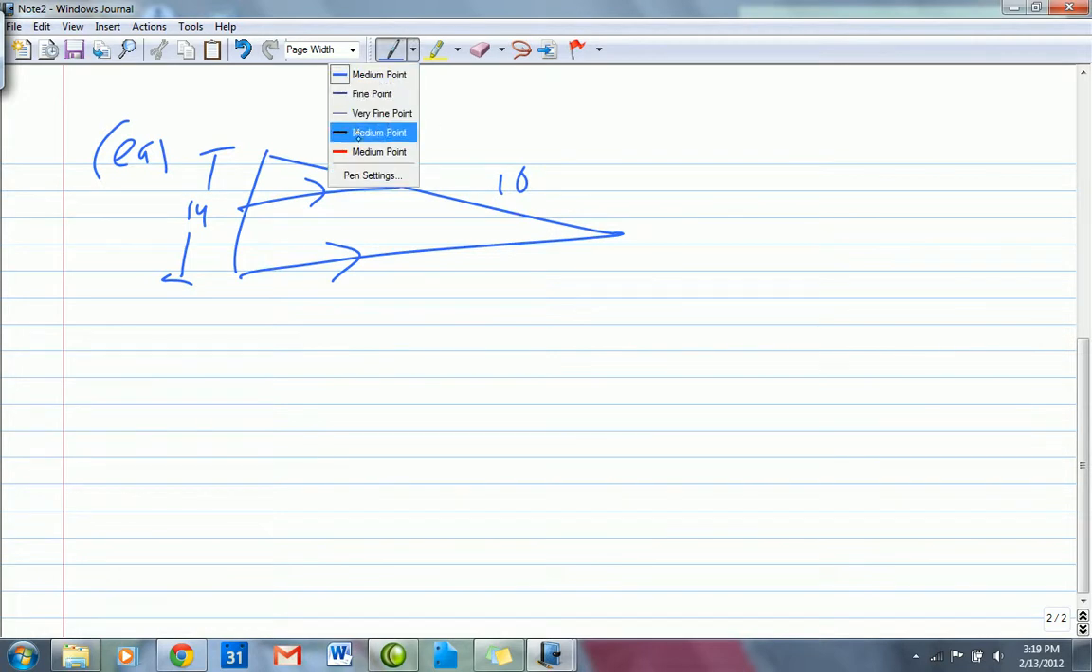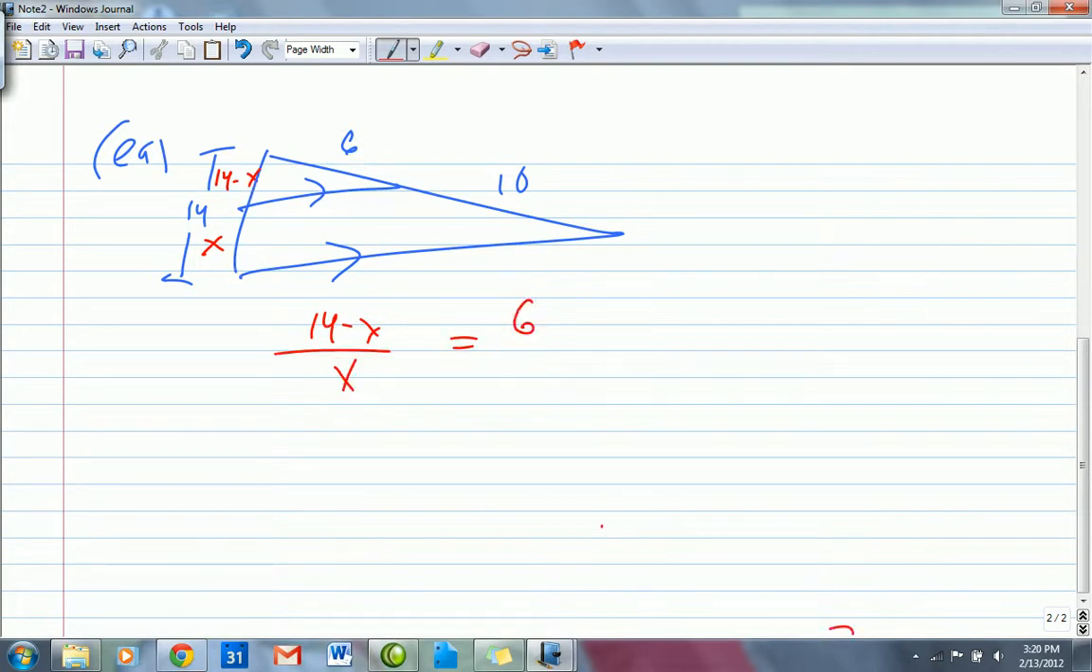So if I were to try to find x, I need a name for this top piece. If the whole is 14 and part of it's x, then the piece right here is what's left, 14 minus x. Now I'm going to use the side splitter theorem to set up a proportion. So 14 minus x over x, piece to piece, equals 6 over 10. That's by the side splitter theorem: this line cuts these two sides proportionally.